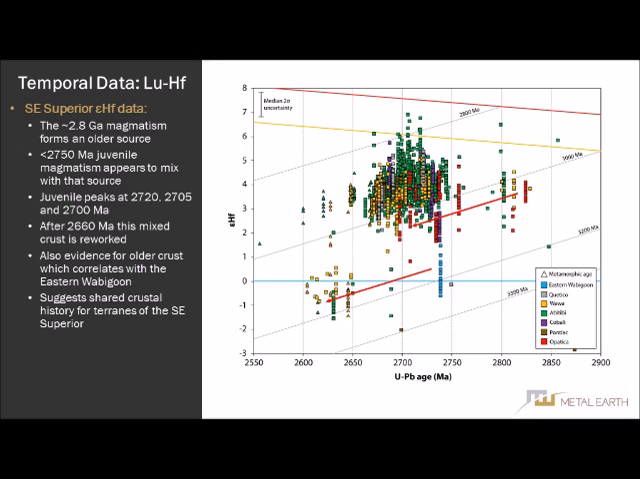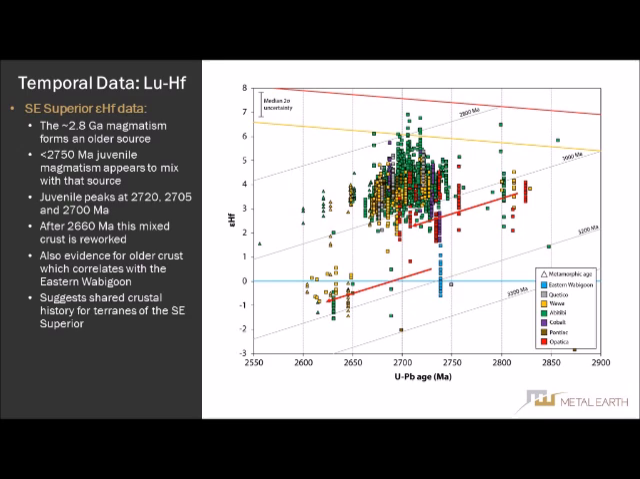So potentially, the array we see here is mixing between juvenile addition and this slightly older crust. We also see, in the Wawa and Abitibi again, quite relatively old signatures for this area, and this links back to the Eastern Wabigoon. Because the Wawa and Abitibi are present in both these areas, and we can see a trend from this area down to the Eastern Wabigoon, potentially all these different terranes, to put it simply, are related. So there's no need for things to be accreted or to be exotic. The isotopes suggest that they could all be part of one crustal history.